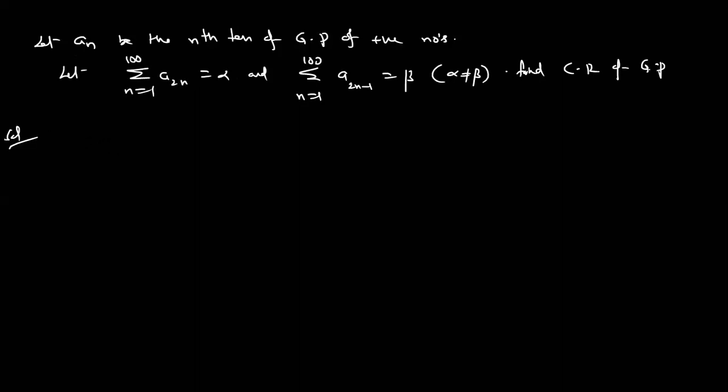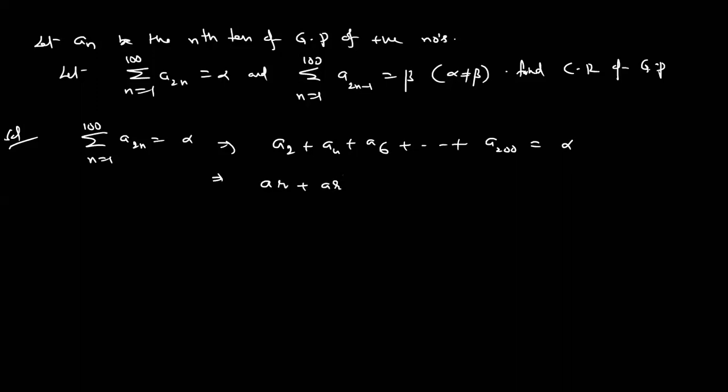Let us see. Given sigma n running from 1 to 100, A2n is equal to alpha, what is the meaning? A2 plus A4 plus A6 and so on, up to A200, is how much? Alpha. What is A2? AR, AR cubed, AR power 5, and so on, up to A into R power 199 is equal to alpha. So, I'll write one more step here.